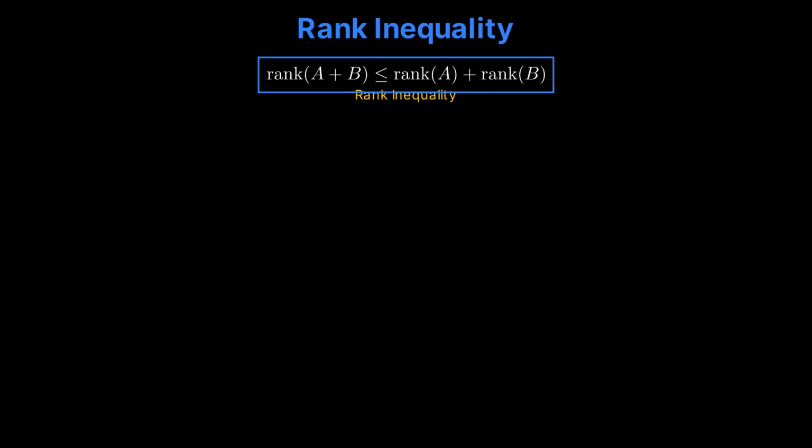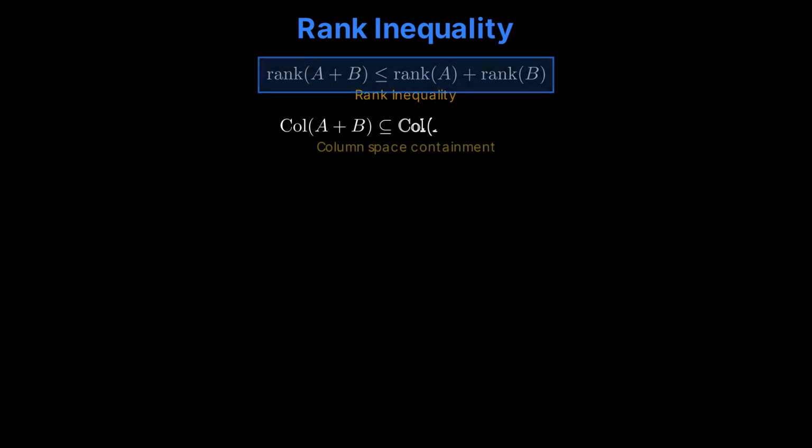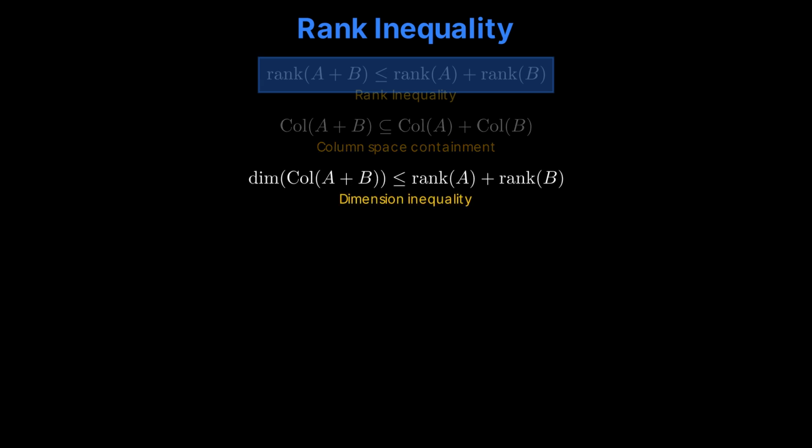The precise rule governing this behavior is known as the rank inequality. It states that the rank of A plus B is less than or equal to the rank of A plus the rank of B. Here is the intuition behind this result. The column space of A plus B lives inside the sum of the column space of A and the column space of B. This is because every column of A plus B is the sum of a column of A and a column of B. The dimension of that combined space cannot exceed the sum of the individual ranks.